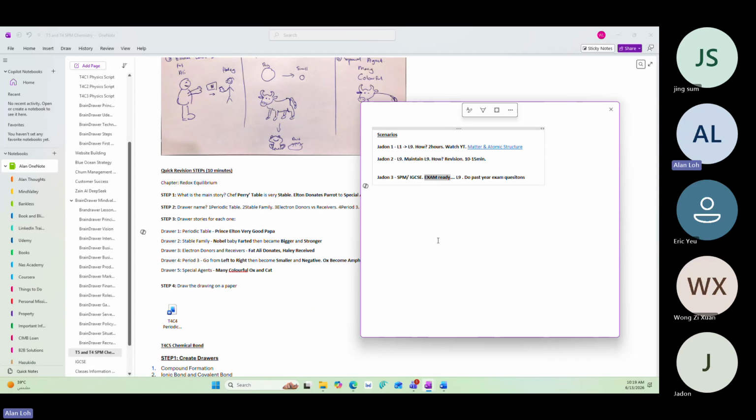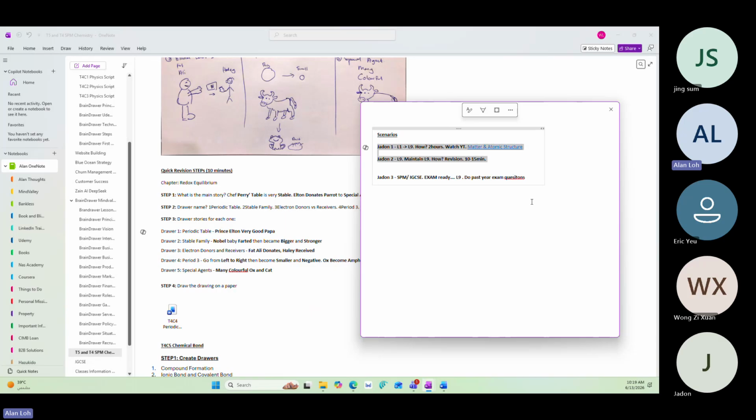So imagine tomorrow you're going for the exam. That means you need to at least be at level 9 and also be exam ready. Exam ready means that you have to do your exam questions, right? If you do not do exam questions and you're only at level 9, then you're not exam ready. You're not ready for IGCSE or even your final exam or SPM, right?